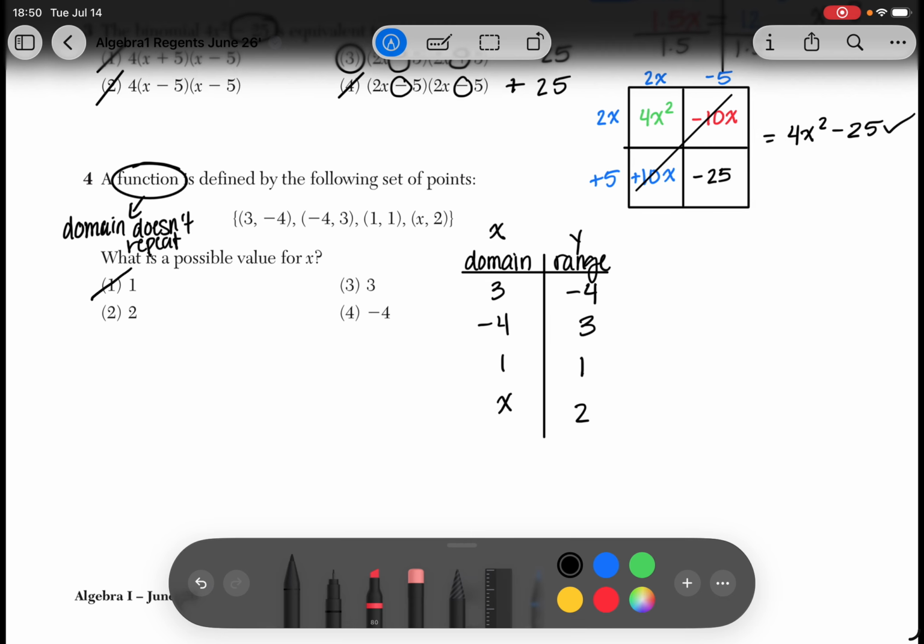So we've used 1, we've used 3, and we've used negative 4, which means that our last value can be that lovely 2. You can have the same output for different inputs, but you cannot repeat your inputs for an output. So we can't have another value being 3, negative 5, for example.